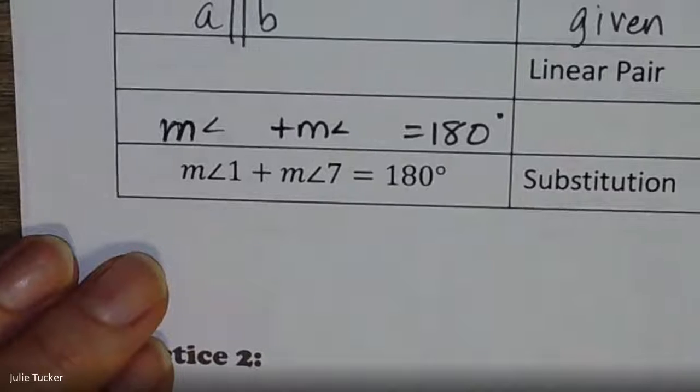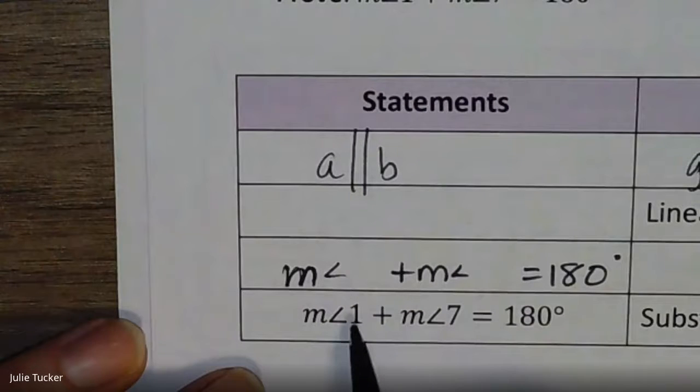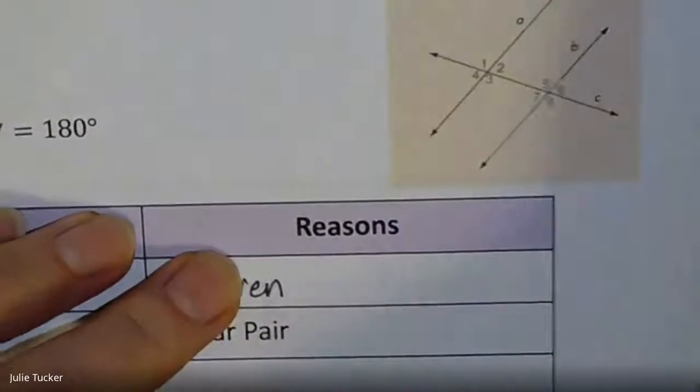All right, let's go to our diagram. Remember, we're going to look for something like angle 1 or angle 7, and we know it has to be a linear pair, okay? So go check this out.